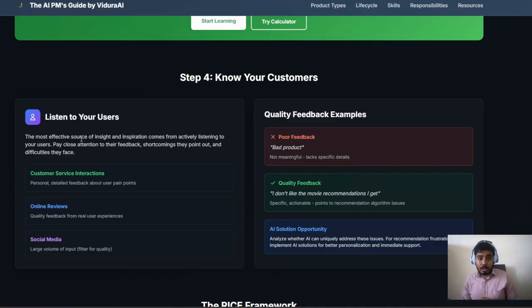And the second thing is a quality feedback example. What could quality feedback look like? Quality feedback is like, "I don't like the movie recommendations I get." It's specific, it's actionable, and it points to recommendation algorithm issues. But if we consider "bad product," those two words are poor feedback. It's not meaningful and has no specific details. Why are you saying it's a bad product? What's the reason? But the quality feedback I mentioned, "I don't like the movie recommendations I get," is the personal experience the client has. Focusing on that quality feedback, we have to analyze whether AI can uniquely address this issue. Let's say for recommendation frustration, we have to find an AI solution for better personalization and immediate support. That's how we have to understand our customer.